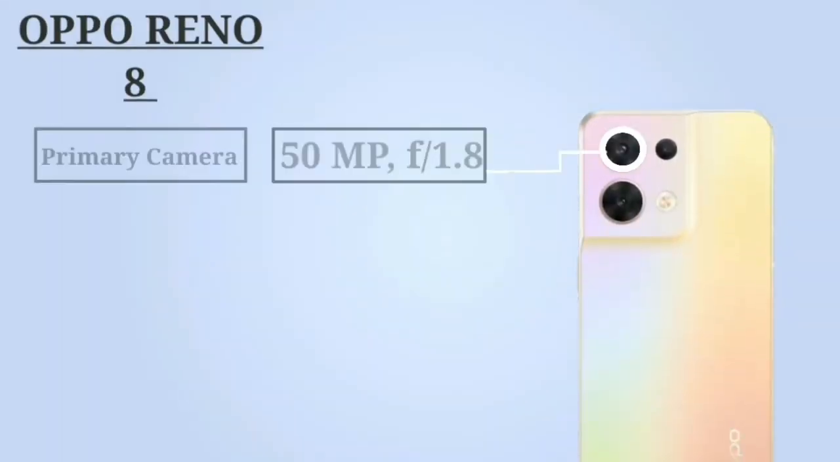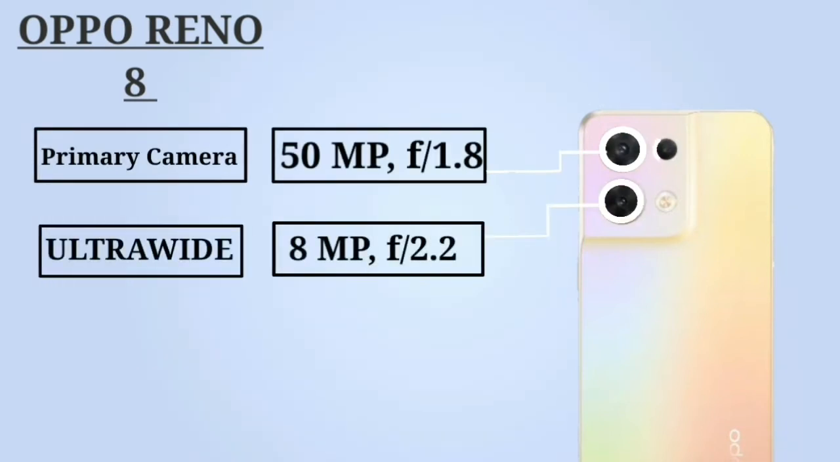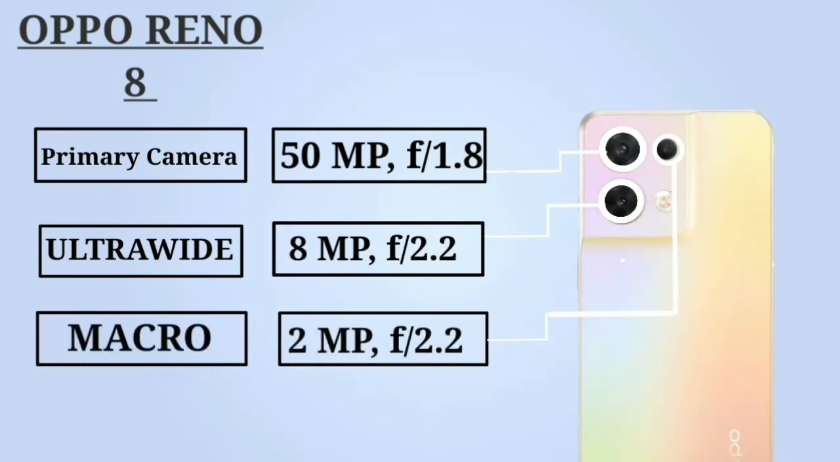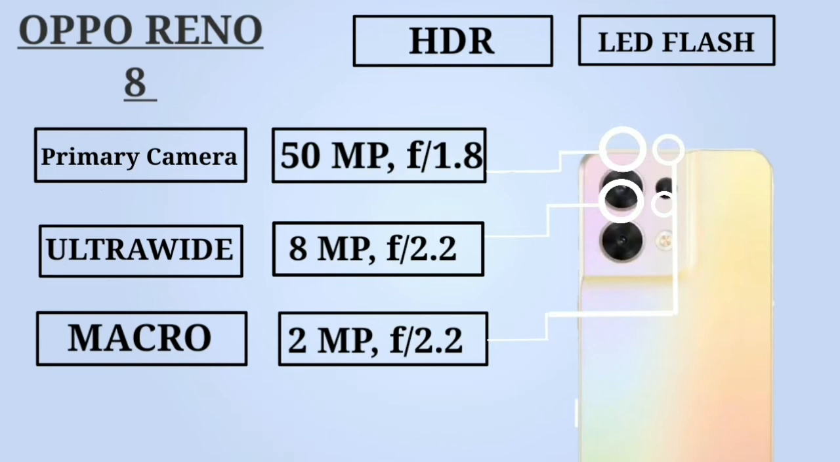Let's see the detail of camera. Let's start with Oppo Reno8. Its primary camera has 50 megapixel, aperture 1.8, ultra wide 8 megapixel, aperture 2.2, or micro camera of 2 megapixel, aperture 2.2, or SDR LED flash.